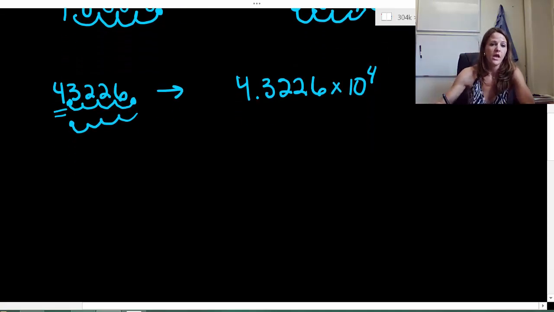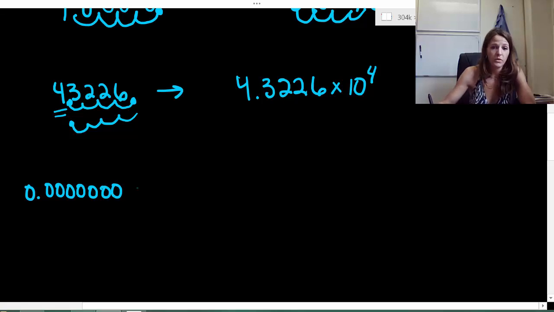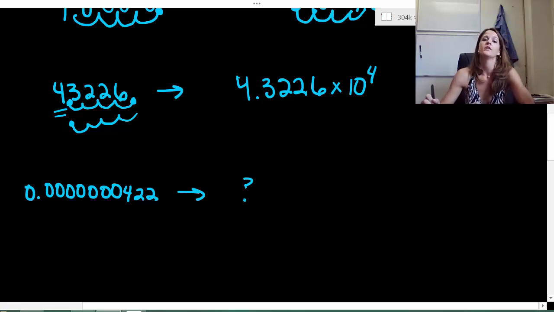So for this one, I'm going to write out this number, 0. And now 7 zeros. So 1, 2, 3, 4, 5, 6, 7. Now we want to add these other numbers, 4, 2, 2. Please convert that to scientific notation. All right, did we get an answer? Hopefully you did. Let's go through it just in case.